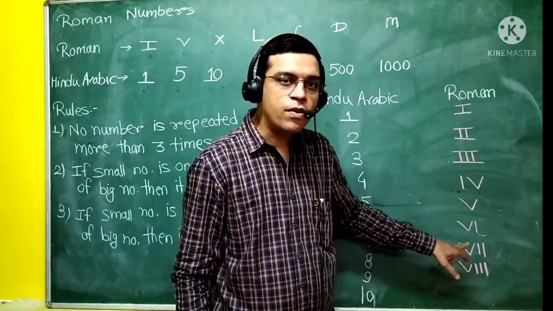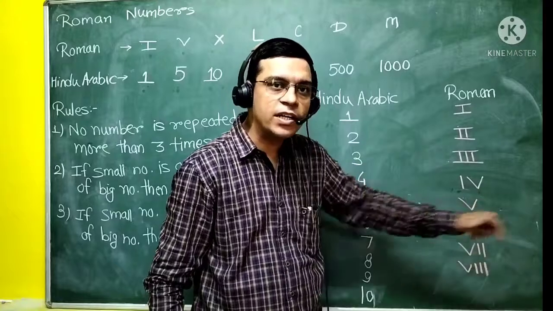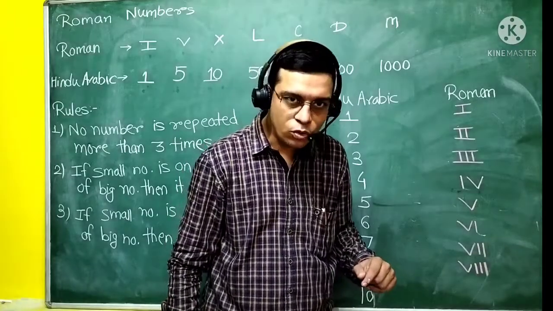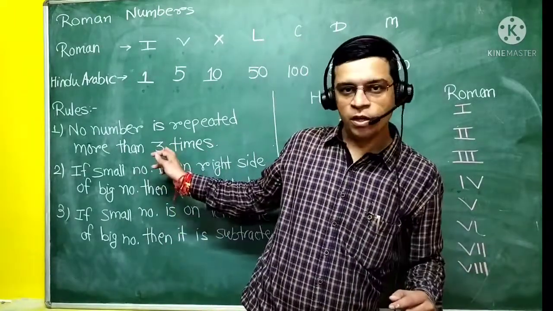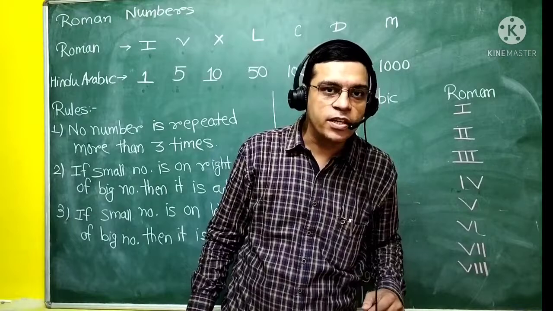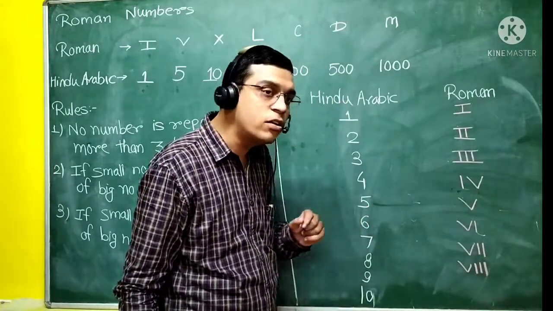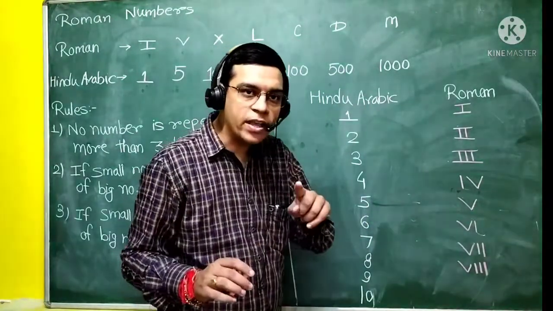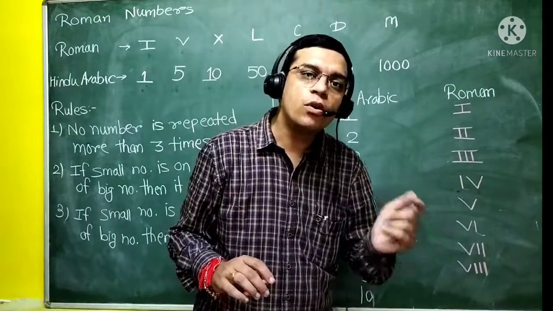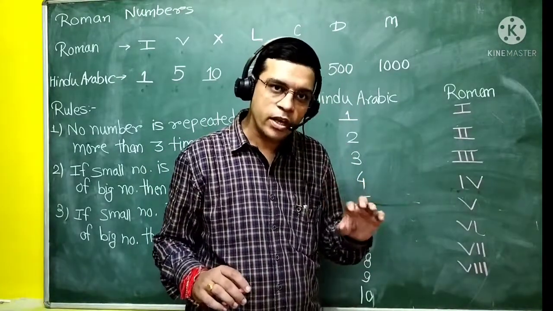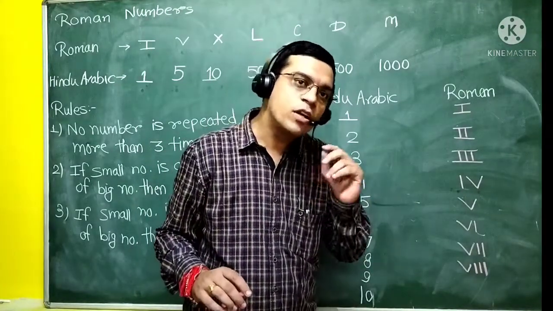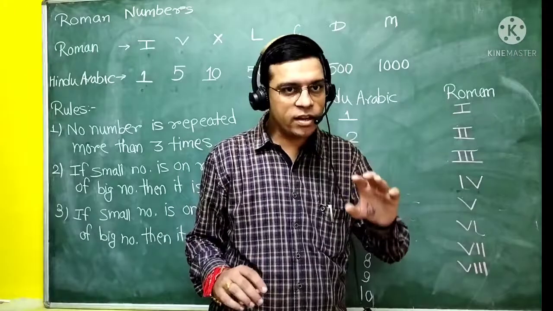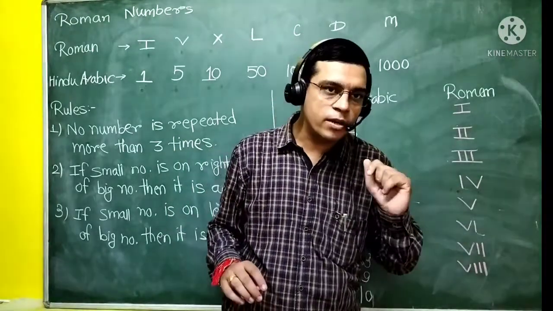Can I write 1 1 1 1 after 5 for 9? No. Why? Because no number is repeated more than 3 times. So I cannot write like that. So how can I write it? 5 plus 4. Okay, but we will not write it as 5 plus 4. We can write it, but that is not the rule of Roman numbers.